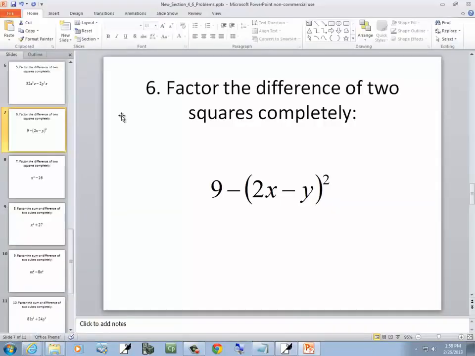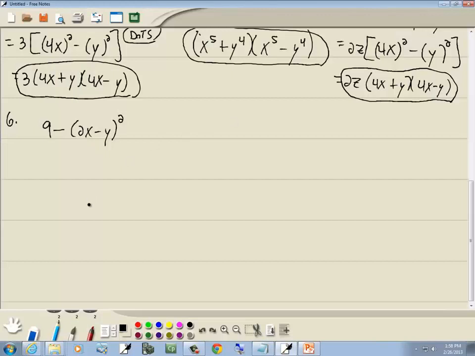Now this one is a little bit different. It tells us to use the difference of two squares. It doesn't have to be two terms with a minus between them. It can be two anythings with a minus between them. Like on this problem, I can rewrite the 9 as 3 squared minus (2x minus y) squared. So as long as you can rewrite it as something squared minus something else squared.